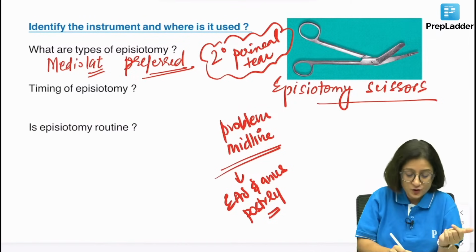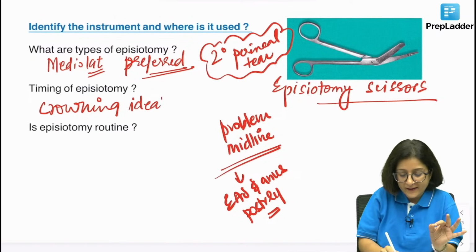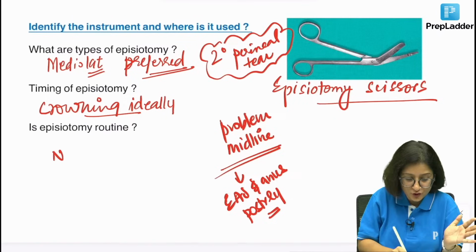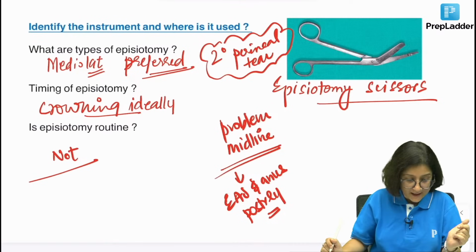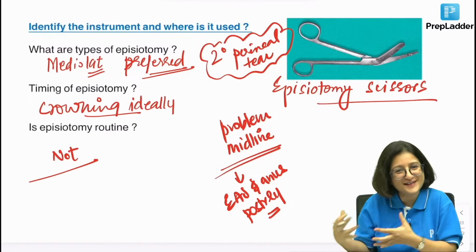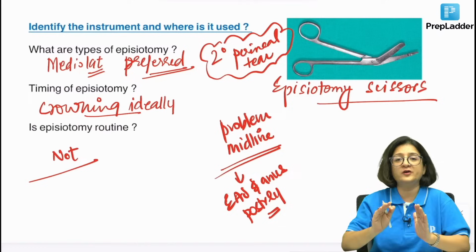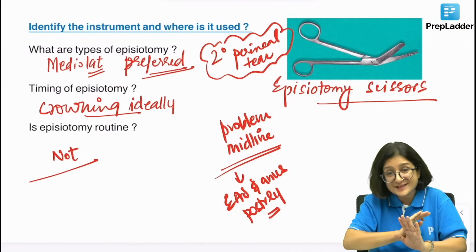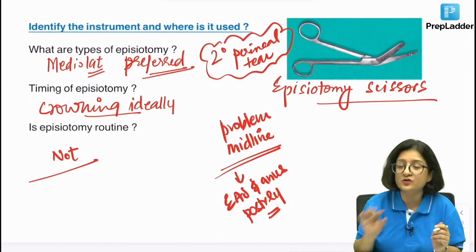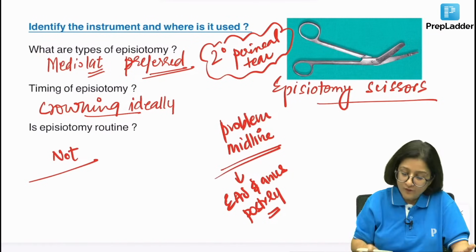The timing of episiotomy is as and when needed, but ideally should be at the time of crowning. Ideally at the time of crowning. Is episiotomy a routine? I have already answered that question. It is not routine, right? So Rajdeep, second stage of labor, obviously when you are delivering the baby's head, but even in that, ideally at the moment of crowning, because when the crowning is happening, the perineum is thin and stretched. Giving the episiotomy is easier also and bleeding is also less. So we try to give it as close to crowning as possible, right? Okay, now moving on, next slide.